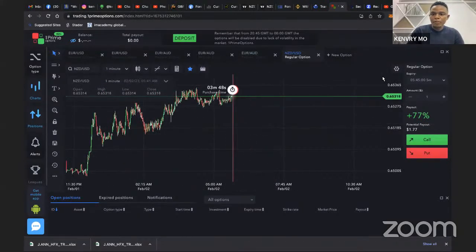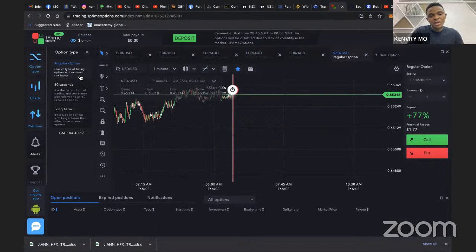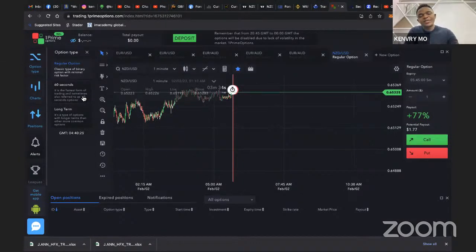Okay. Now, I want to make sure I know the option I'm trading. So there's regular, there's 60 seconds, and there's long term. I trade regular. What's the difference between regular and 60 seconds? 60 seconds is 60 seconds. It's fixed. And it's every minute up to 5 minutes.